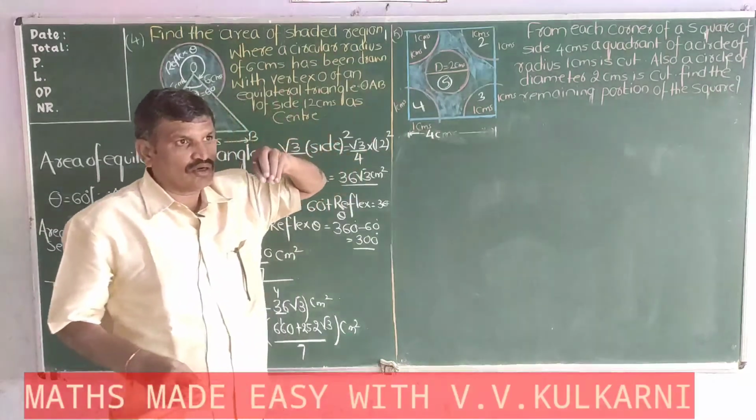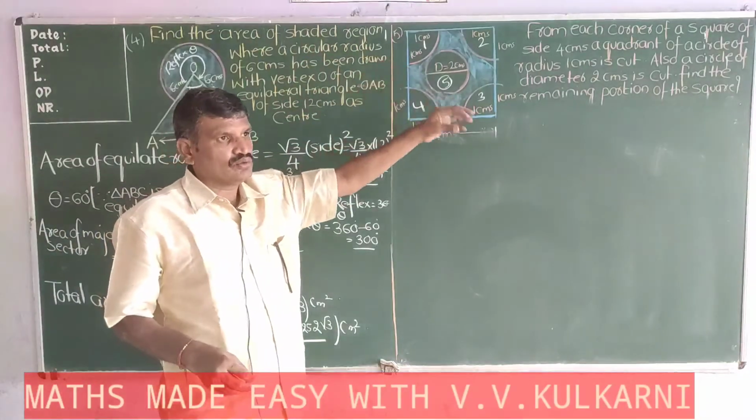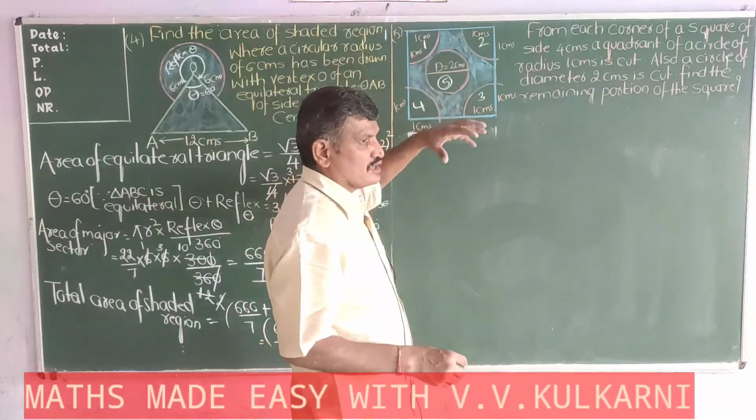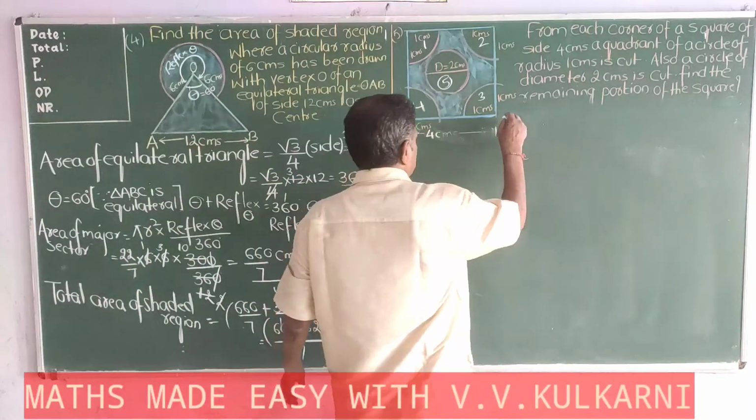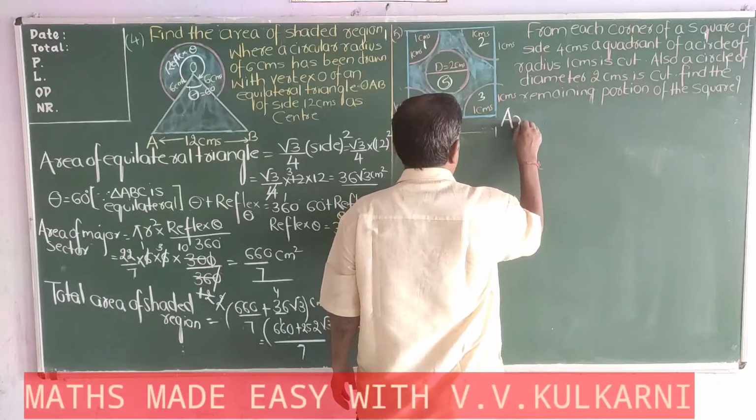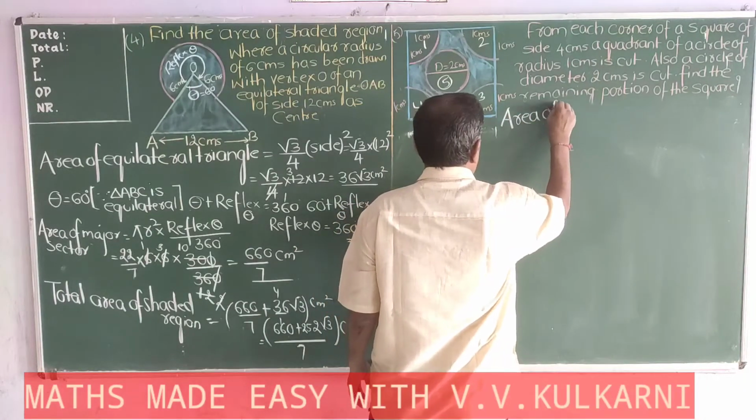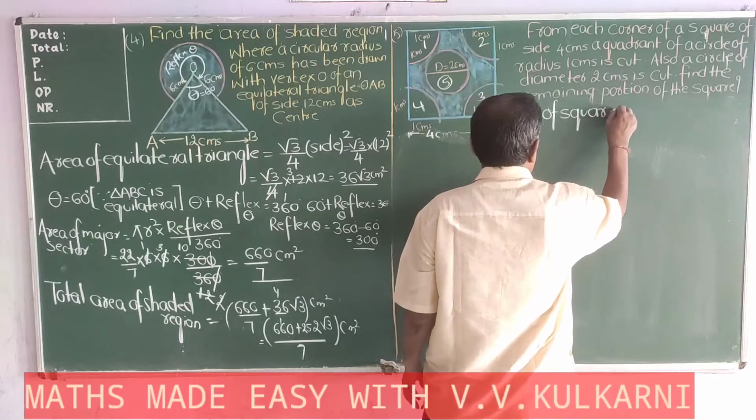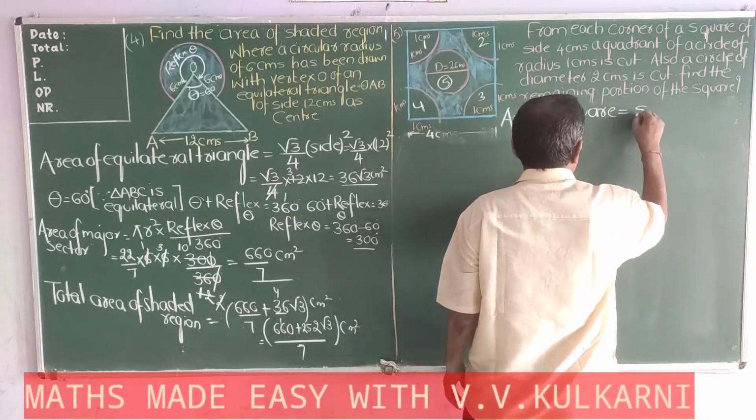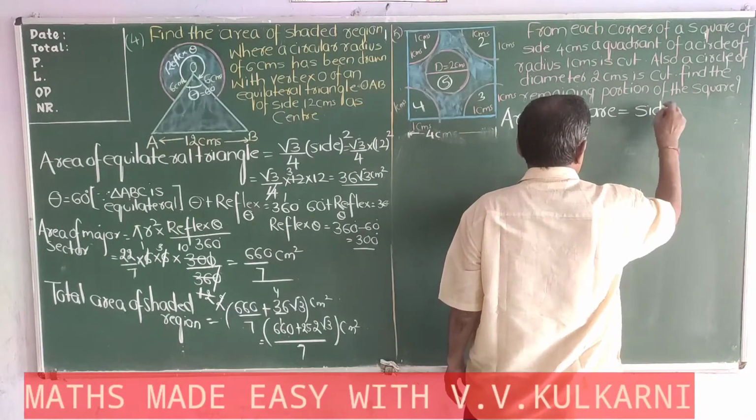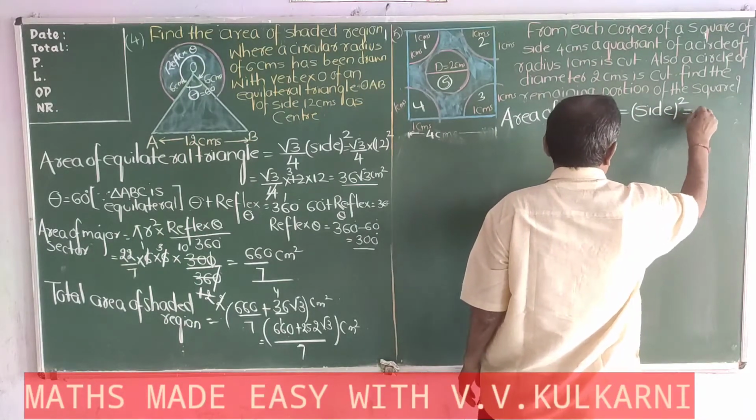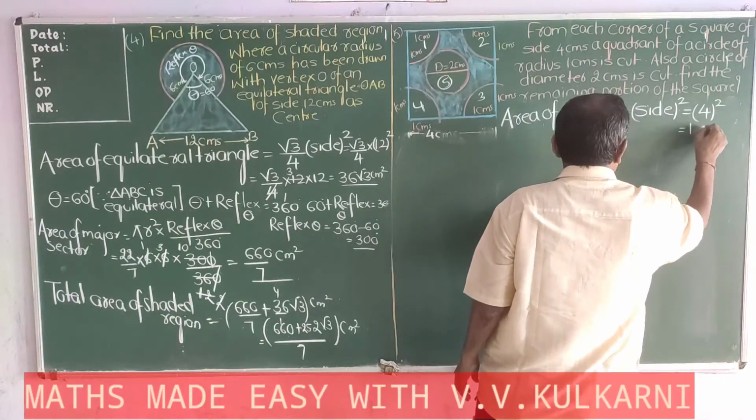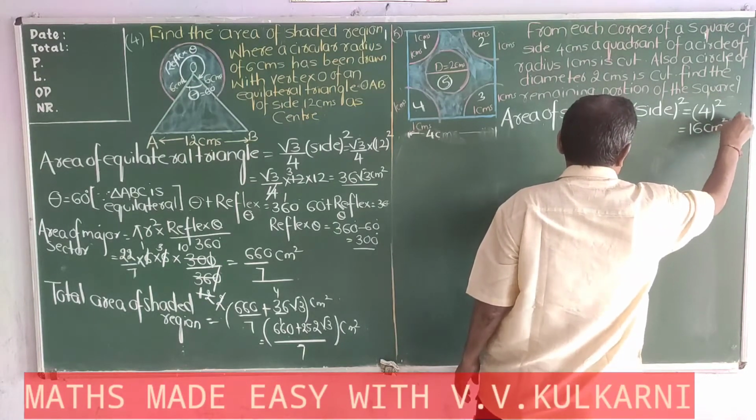See, if you are confident of solving the problem in 1 or 2 steps itself, you can solve it. Otherwise, divide this problem into simple steps so that you will get marks in the exam. So what I will do is, area of a square I will write here. Area of a square is equal to side square. You know it very well. So side square means how much? 4 square, and 4 square is equal to 16 square centimeters.